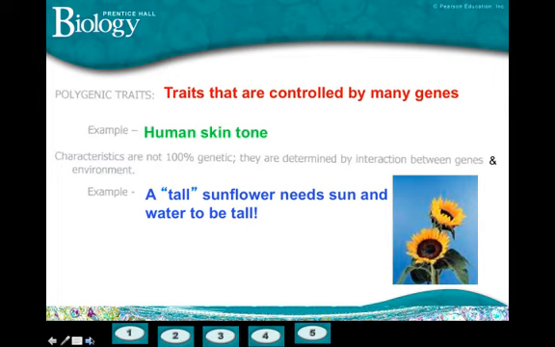Now, what I want you to remember is that our characteristics aren't always 100% genetic. Sometimes they're determined by the interaction between genes and environment. For example, a tall sunflower that receives the tall genes still needs sun and water in order to be tall. You're not going to grow very well as you get older if you aren't taking in enough calcium to supply your bones with the needed nutrition to make new cells. Same thing. So, hope you've learned a little bit about the types of inheritance, and now it's time for us to practice some problems.